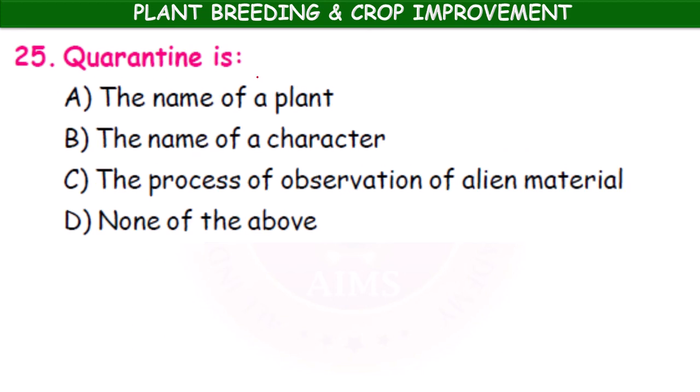Quarantine is the term for: the name of a plant, the name of a character, the process of observation of alien material, or none of the above. It is the process of observation of alien material, quarantine, before a new variety is introduced.